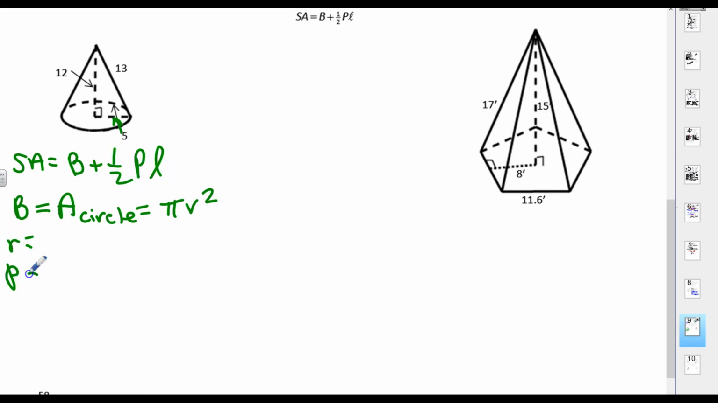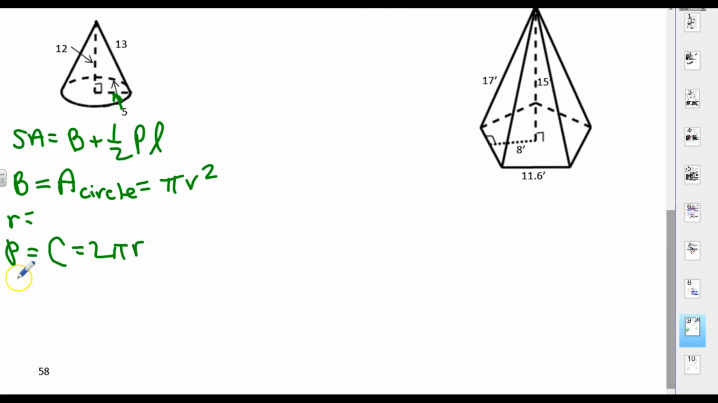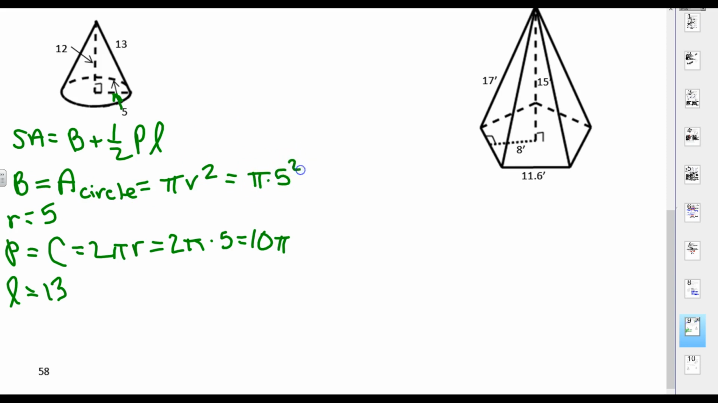Then 1/2, I need a perimeter. Well, the base is a circle, so I really need circumference, which is 2 pi r. I need r, I've already listed r. And then I need my slant height. Well, let's fill in the things we know. I know the slant height is 13. I know the r is 5. So that means my circumference is 2 pi times 5, which is 10 pi. And I know my base area is pi r squared. That would be pi times 5 squared, or 25 pi.